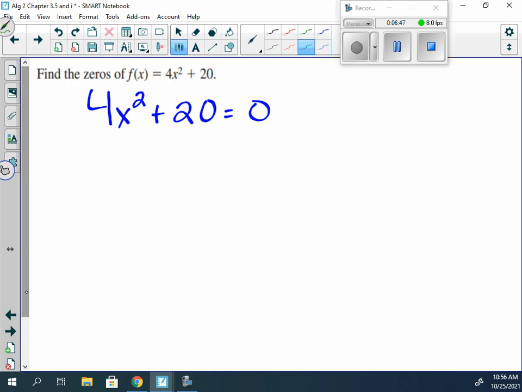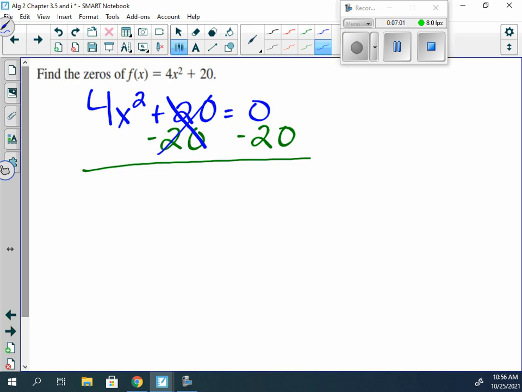Now, since x squared is the only term that we have, we can use the square root method. So we're going to get the x squared by itself. We're going to minus 20 from both sides. And if we do this, these will cancel out, leaving us with 4x squared is equal to negative 20.